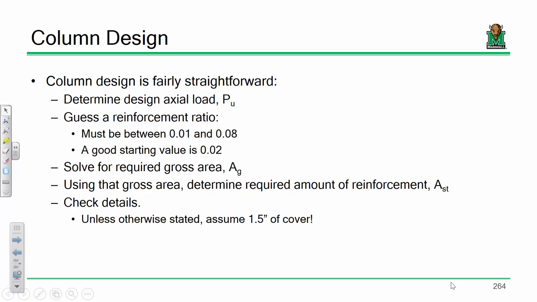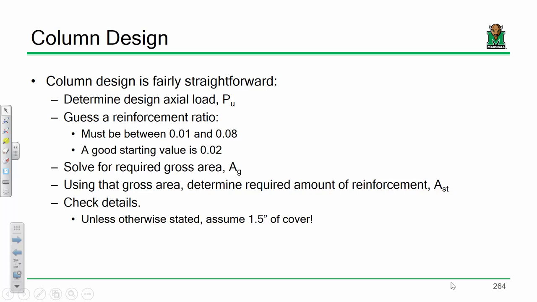The next thing that you've got to do is guess a reinforcement ratio, okay? Now, we know that our reinforcement ratio has got to be between 0.01 and 0.08, right? A really good starting value is 0.02. Sometimes your homework problem will say, use this. If it's not told what to use, a good rule of thumb is 0.02. On average, steel tends to be a little bit more expensive than concrete, so you try and use as little steel as possible, but you don't want to go too far, because if you go too far, you stand to violate this lower limit. So 0.02 is a good reasonable value.